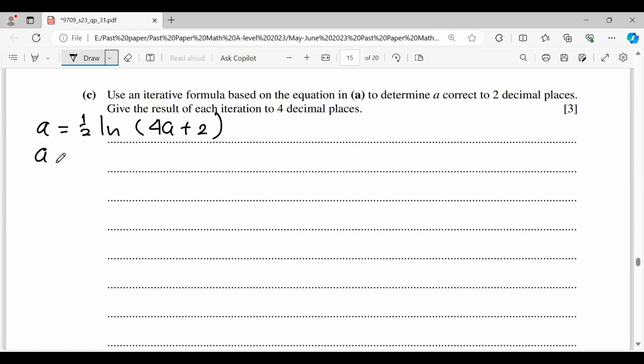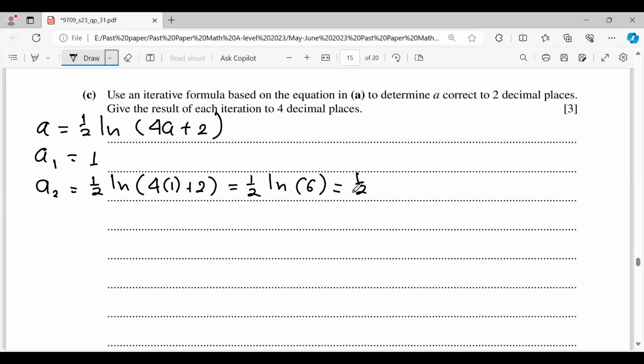Now, firstly, a1 equals 1, so we start with this number 1. So it means the next a, a2, equals 0.5 ln 4 times 1 plus 2, which is 0.5 ln 6. Half times ln 6, with calculator, I'm going to calculate first. This number, 1.7918, and zero point 8959.